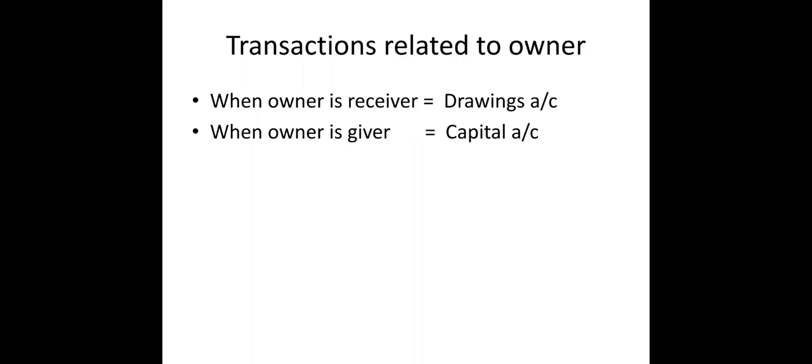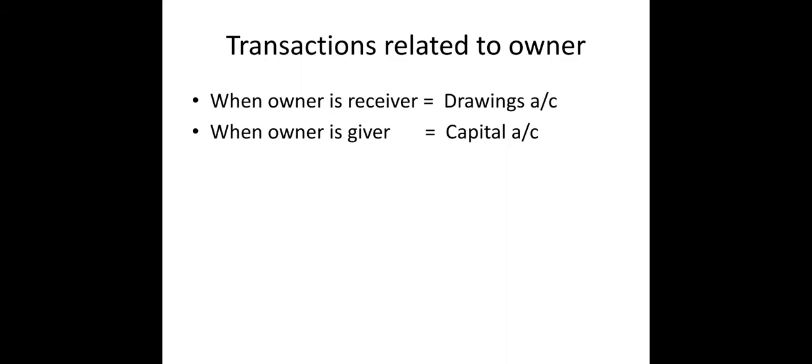Here we go. One more thing, student: there are also transactions related to owner. Suppose the owner is withdrawing anything from the business, then what will be effect number one? Effect number one will be: owner is the receiver. But in that we cannot write owner account. The first word is owner, but instead of that, we will write drawings account.